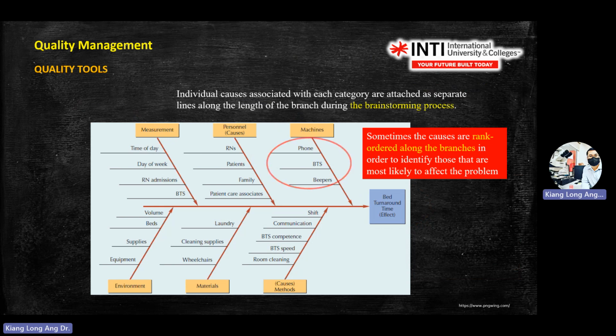Sometimes in your team or in your company, especially when you work in a Japanese company, this is a very common tool that you use. They will have brainstorming, and when they start brainstorming, they will draw this diagram. Then they will put in the reasons, the input from the team. Okay.